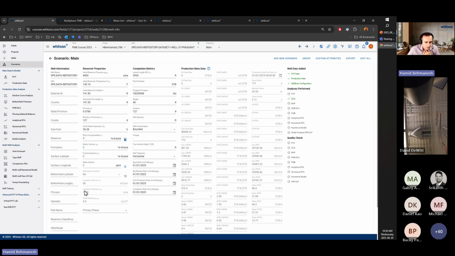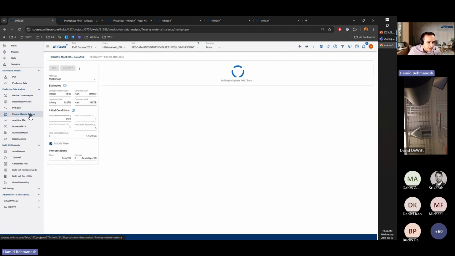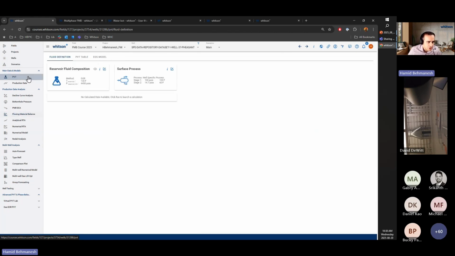These are some of the information. These are from the SPE repository data set. So it's a great data set. This is not the same data set that the authors used for their analysis and testing of their methods. So if we go to fluid material balance, first things first, we need to initialize PVT.